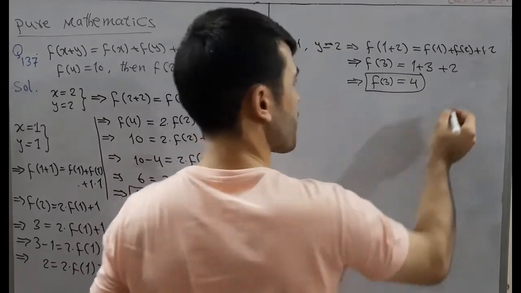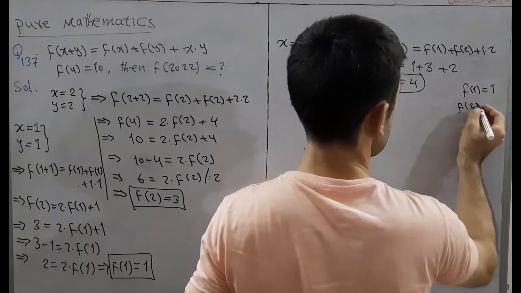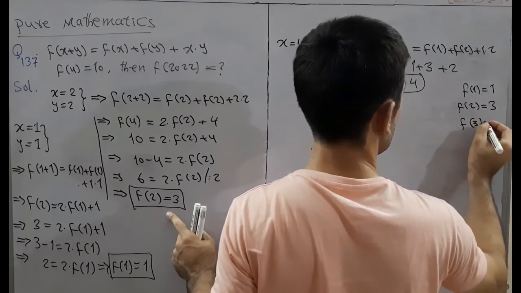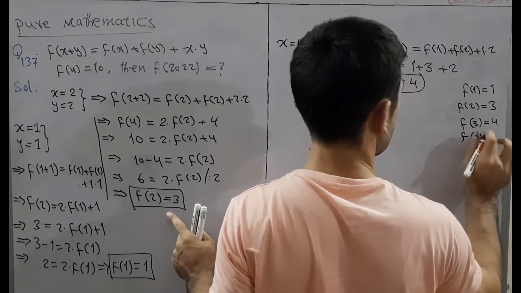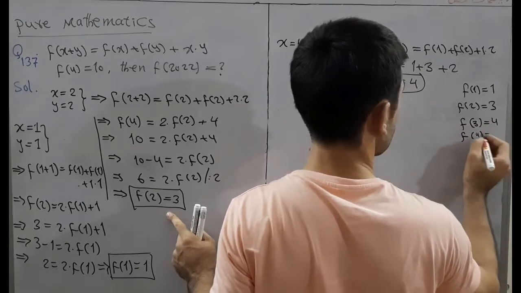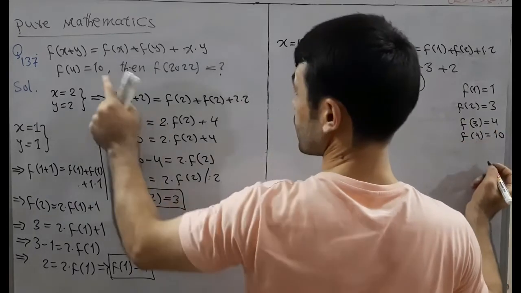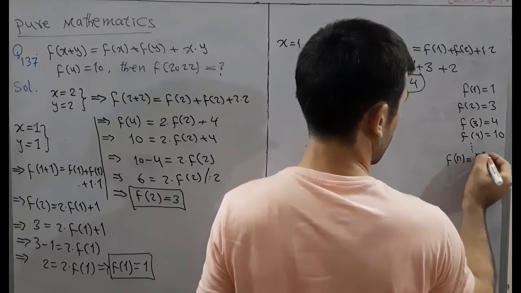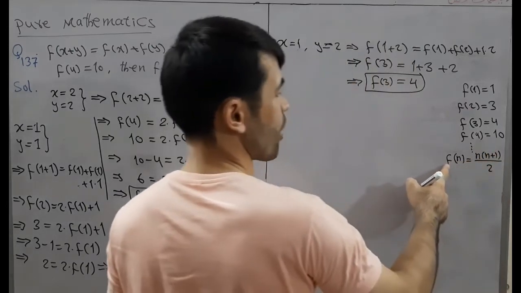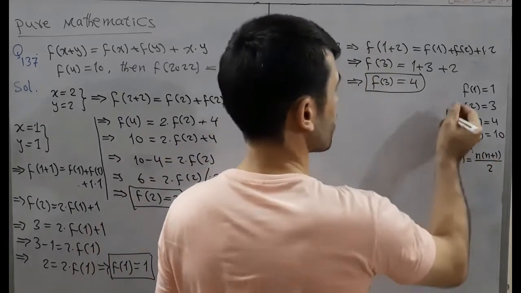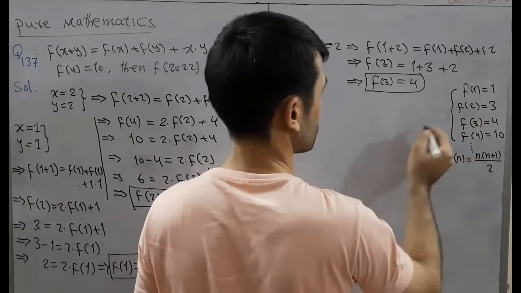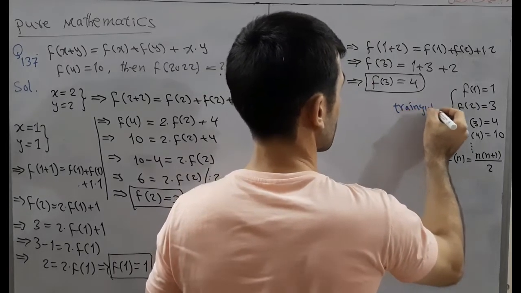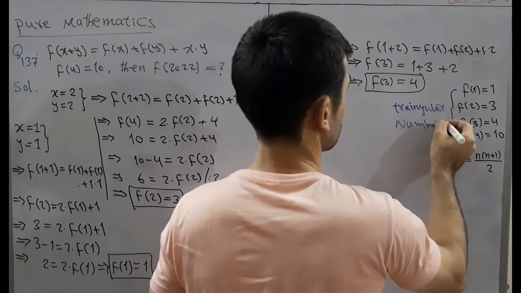Actually, we get f of 1 is equal to 1, f of 2 is equal to 3, f of 3 is equal to 4, f of 4 is equal to 10. Actually it follows from this formula: f of n is equal to n multiplied by n plus 1 over 2. They call these triangular numbers.